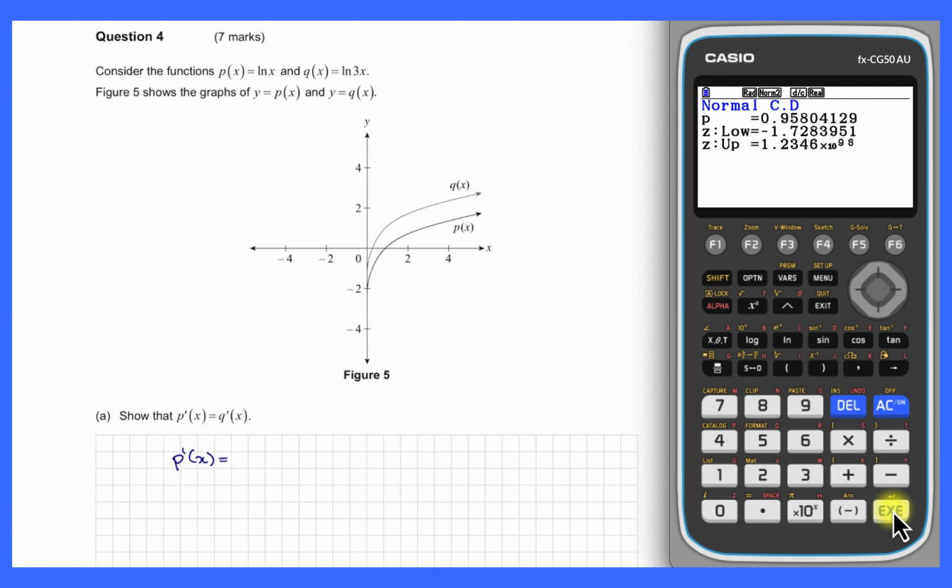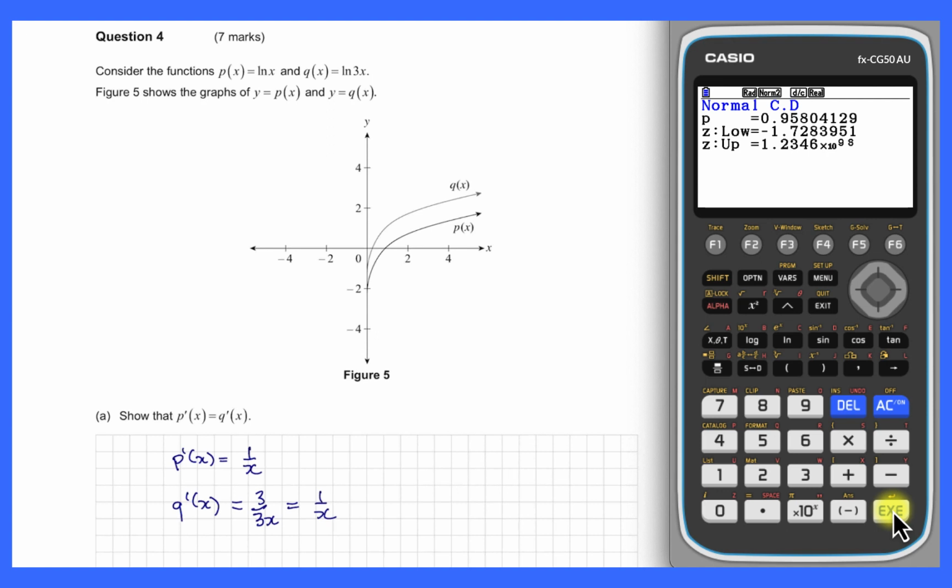Derivative of p dashed x is 1 on x, a very straightforward result straight off of our formula sheet, or notes sheet perhaps. And q dashed x, using the formulation f dashed x on f of x, will be 3 on 3x, which equals 1 on x. And that's our show. It is looking good.